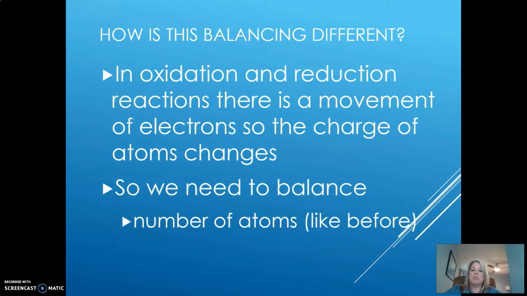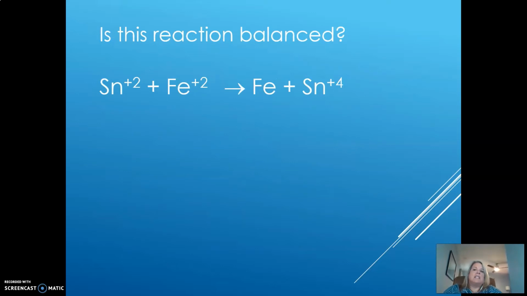So we're going to balance atoms just like before. And now we're also going to have to balance the charge. So let's take a look at an oxidation reduction reaction, a simple one. Here we have tin plus 2 plus iron yields iron plus tin plus 4. So is this reaction balanced?